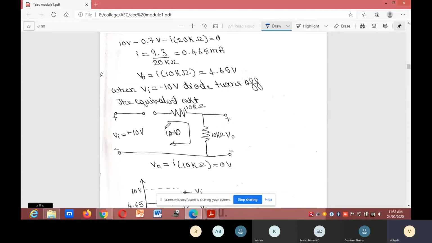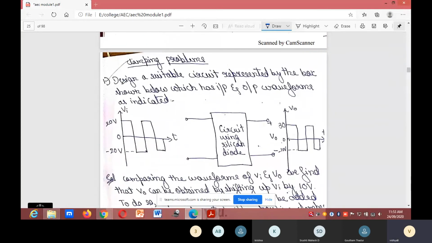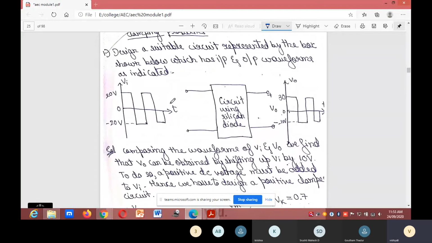Next, clamping circuit problems. Design a suitable circuit represented by the box shown below, which has input and output waveforms as indicated. I will give you two problems on clippers and one problem on clamping circuits. In total, 3 problems you need to solve.